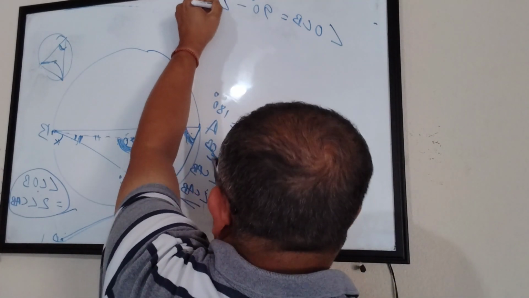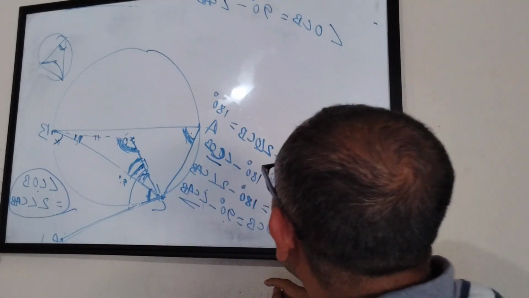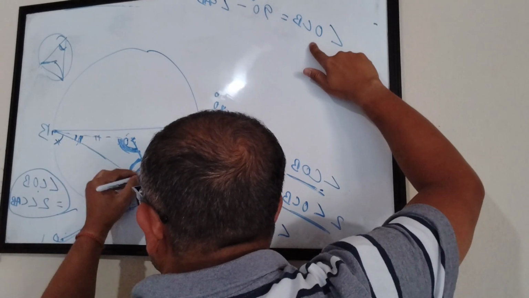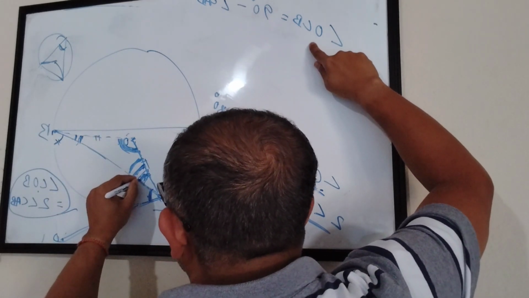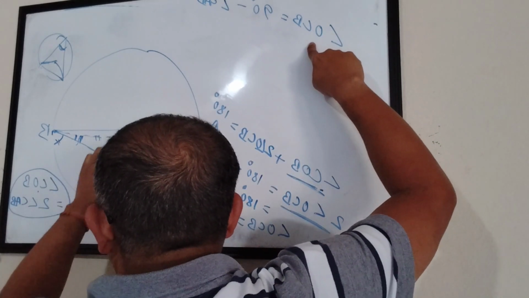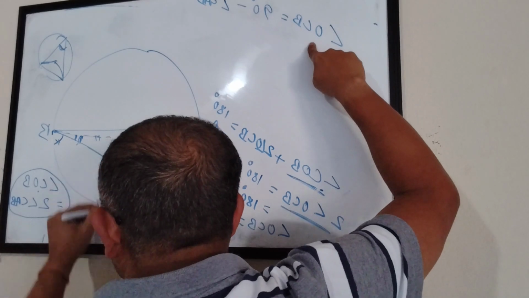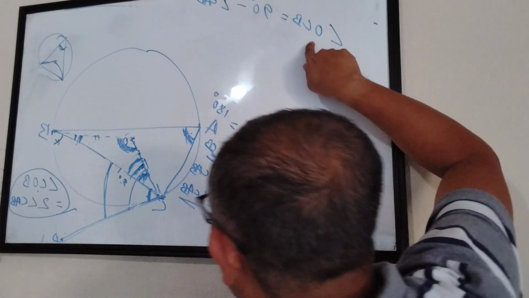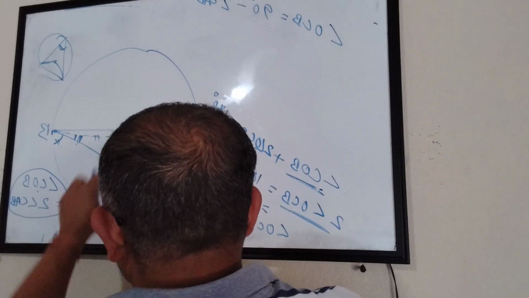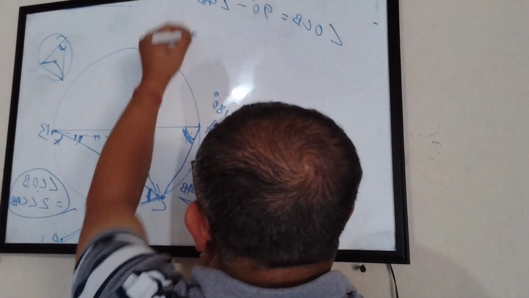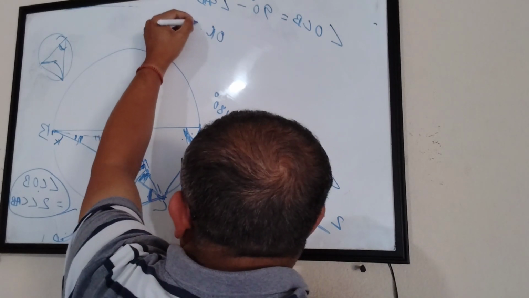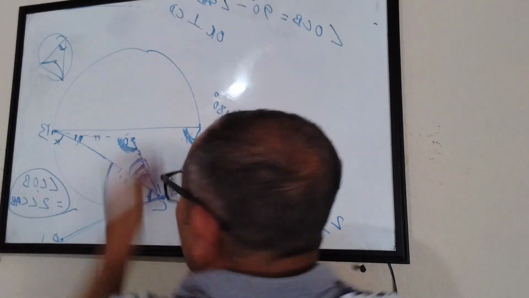90 degrees minus angle CAB, meaning OCB, this angle, is 90 degrees minus this angle. Now you look at this angle, 90 degrees minus this angle. Now look at this tangent. OC is tangent on line CD, okay? This is perpendicular on this one.